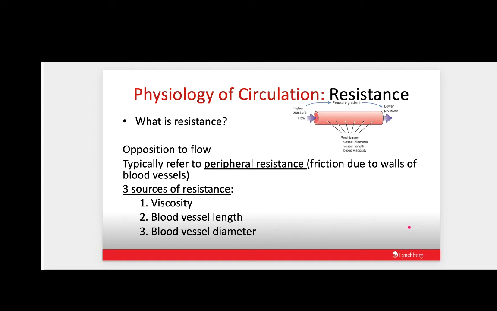And then our third factor is going to be resistance. So what is resistance? When we talk about resistance, we basically mean opposition to flow. We can even define this as peripheral resistance, which is basically the resistance that we see in all the blood vessels in the body. And this is friction. The walls of the blood vessels create friction that affects the flow of blood through them. And there are three sources of resistance in the body: viscosity, blood vessel length, and blood vessel diameter. So there are three different factors that play a role here.